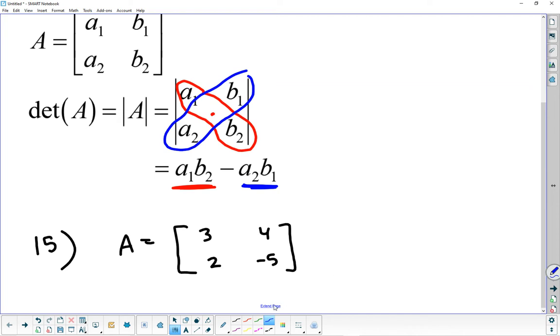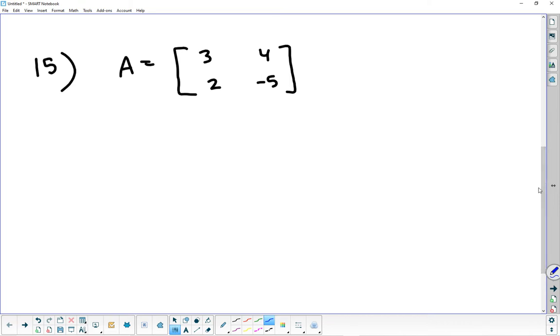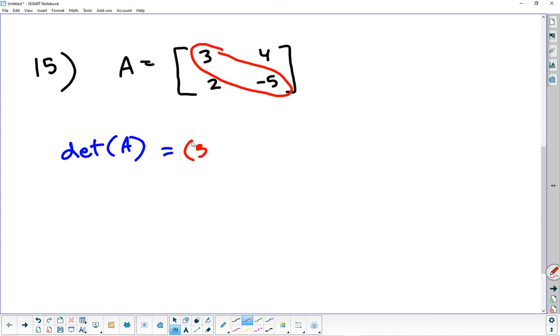Okay, let's do a practice with a 2 by 2 square matrix. Again, you can write this as the determinant of matrix A. First we're going to do the down diagonal, so we're using 3 times negative 5. And we're going to subtract, and then we're going to do 2 times 4.